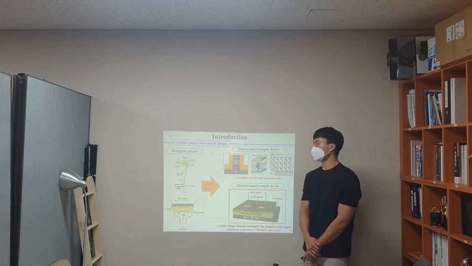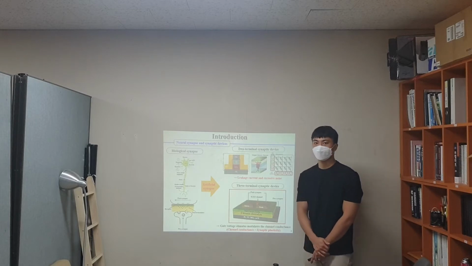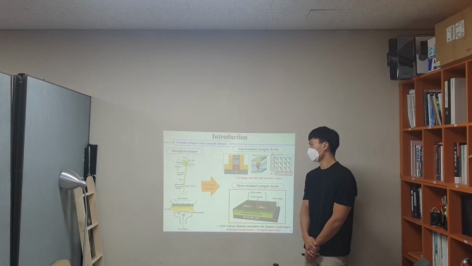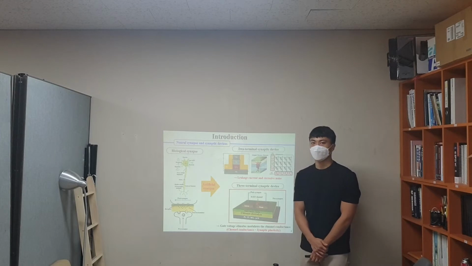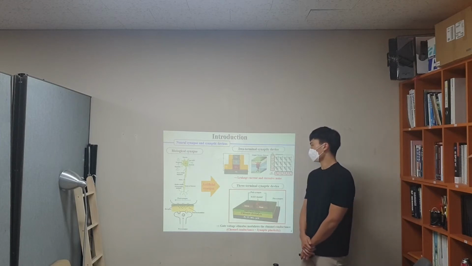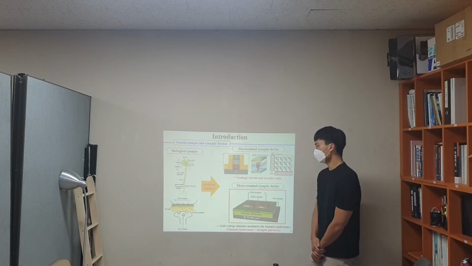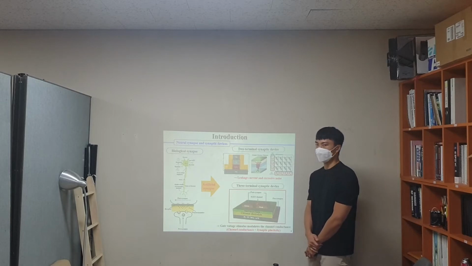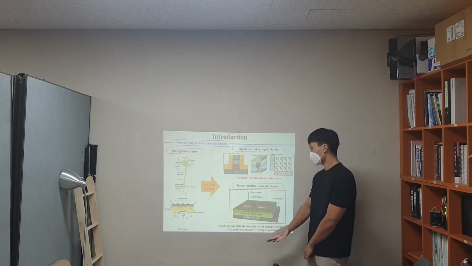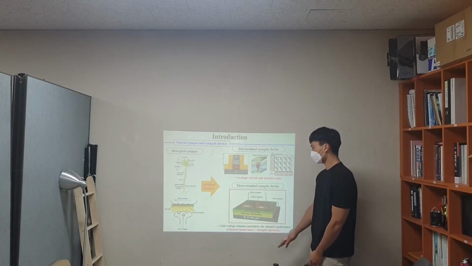To realize a biological synapse, two-terminal memristors have been proposed as artificial synapses. But cross-point arrays of memristors suffer from leakage current and excessive noise. In contrast, three-terminal synaptic devices are more appropriate for synaptic devices. When a voltage stimulus is applied to the gate electrode, the channel conductance is modulated.